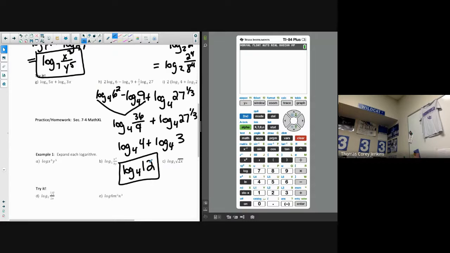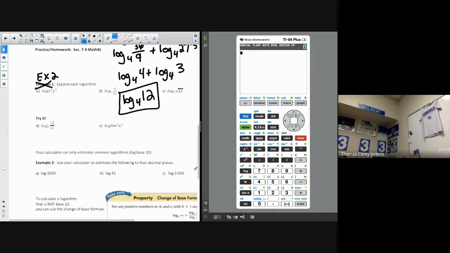All right, so this is called, for some reason, example 1. I'll change that to example 2. Now we're going to go the other way. So now we're going to expand the logarithms and make them look more like they did on the first page. So let's look at number 1.